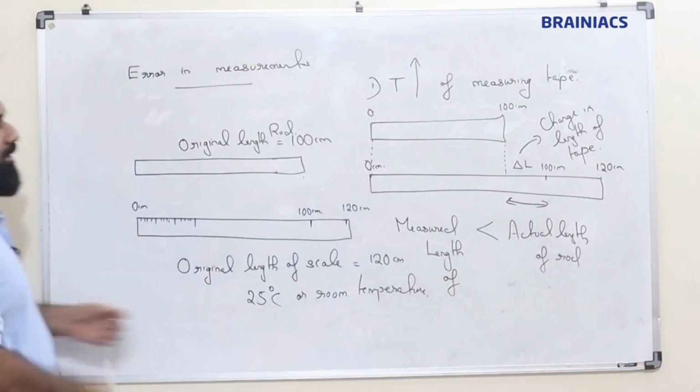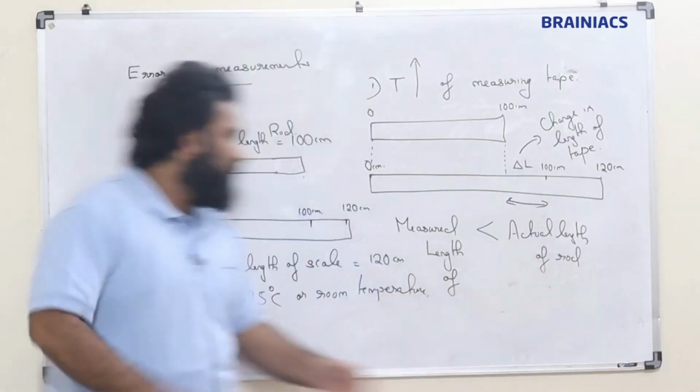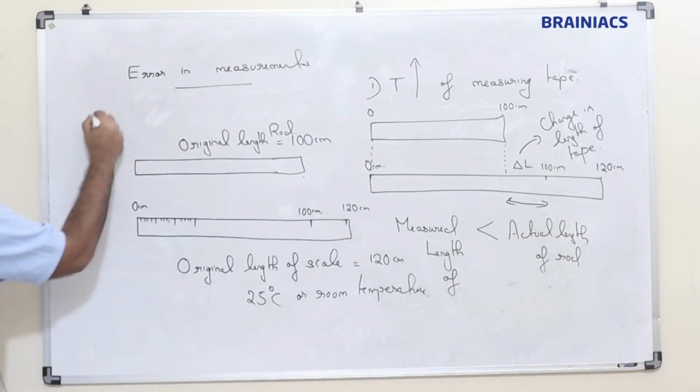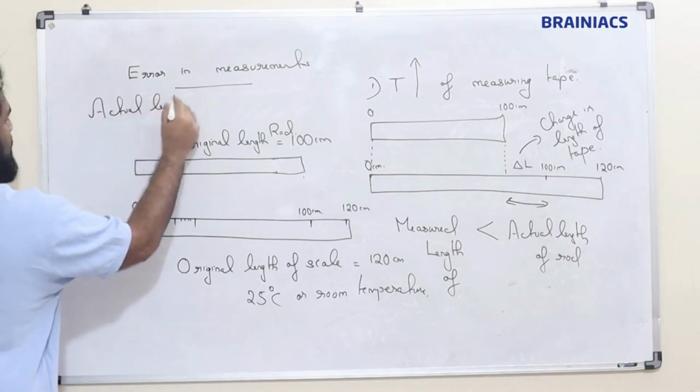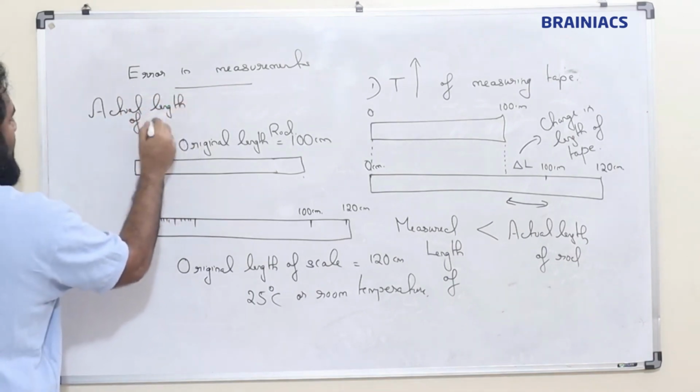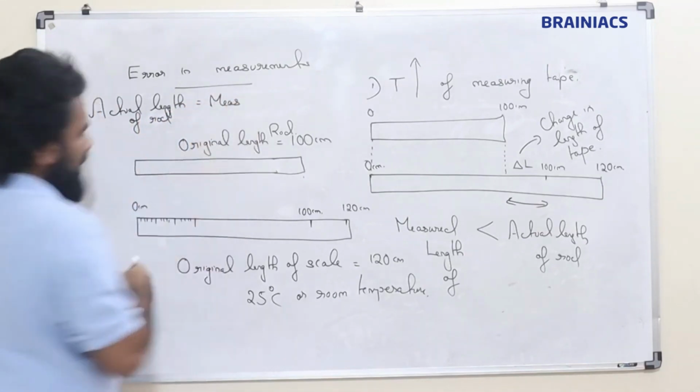So the measured length is now less than the actual length. So we will find actual length of rod is equal to measured length. Okay, I will erase this.